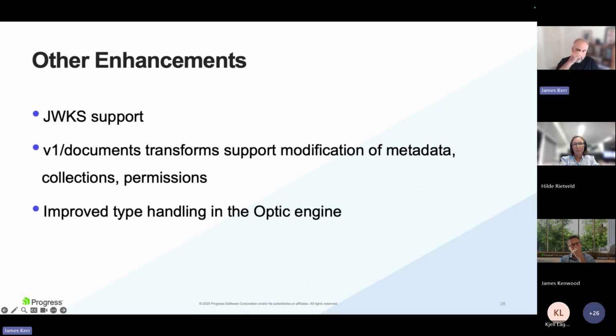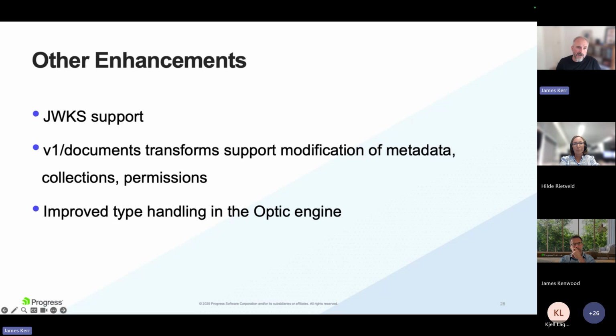But these are some of the other noteworthy mentions. For OAuth, we've added support for JWKS. This allows you to specify an endpoint for validating your JWT, your tokens.